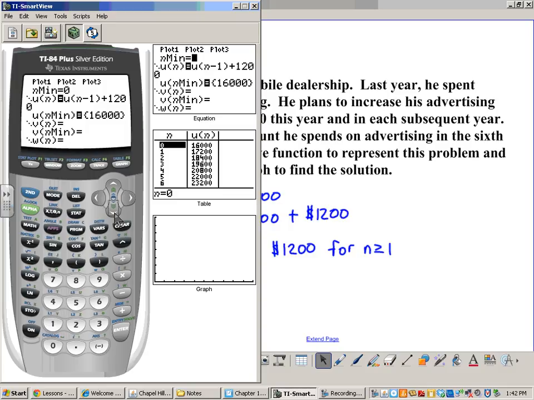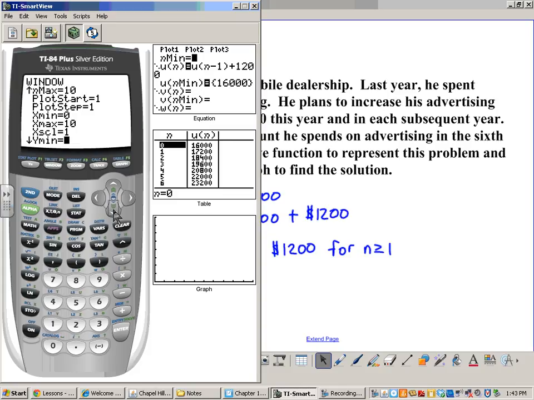Okay, so let's think about our graph for a minute. We want to go at least up to the 6th term. So let's maybe go to the 10th term, but this is increasing at $1,200 and it's starting at $16,000. So maybe we could say maybe $30,000. So we're going to leave the n min at 0, go to 10, leave those two at 1, and go 10 steps just like we did, and leave a scale of 1.